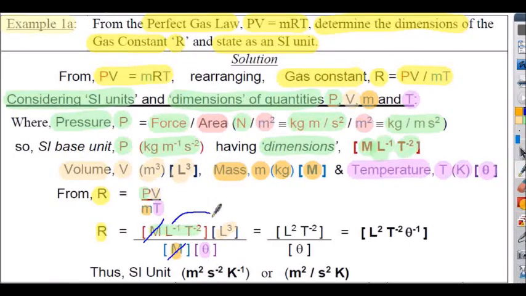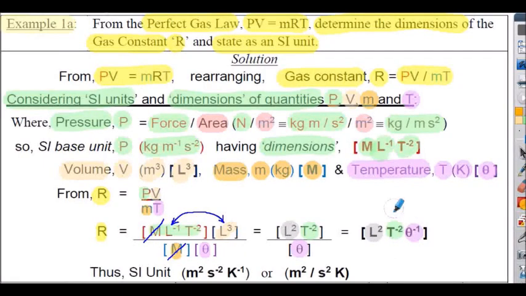and using our first law of indices here, L to the negative 1 multiplied by L cubed is written as L squared, and our T to the negative 2 remains as T to the negative 2, and that's all divided by theta. So that can be written now as L squared multiplied by T to the negative 2 multiplied by theta to negative 1, again using our reciprocal index here. So now we have the dimensions for quantity R.